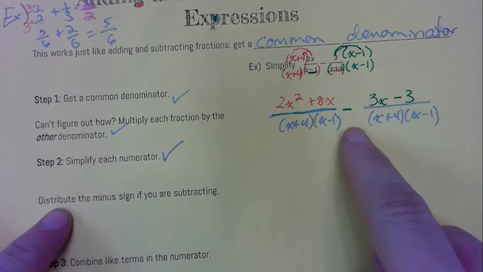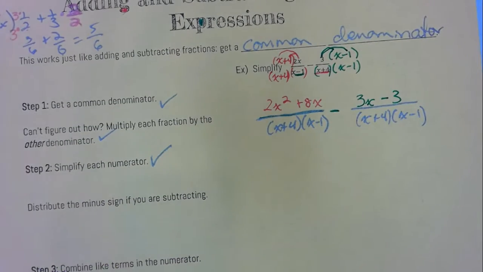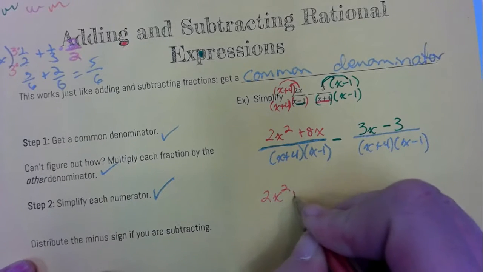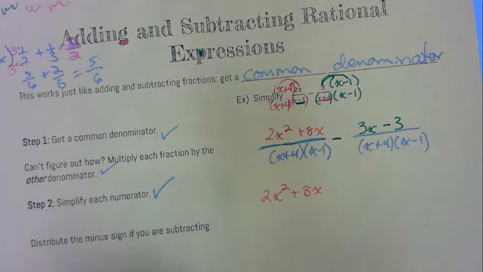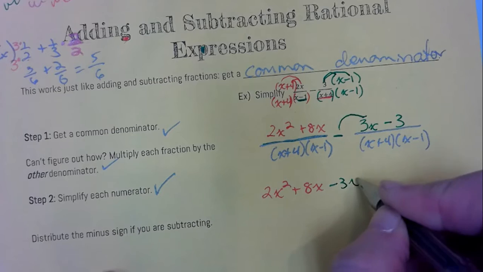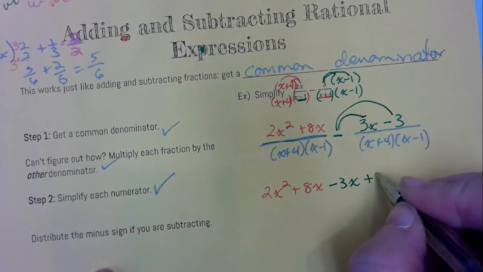Now, since we're subtracting, we are going to have to distribute that minus sign, so be really careful not to forget that. So we've got 2x squared plus 8x, and then minus 3x minus negative 3, which is plus 3.